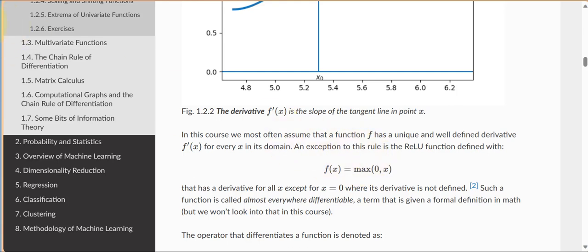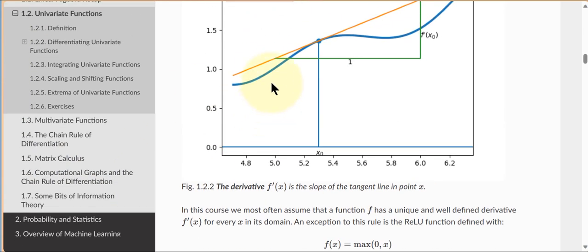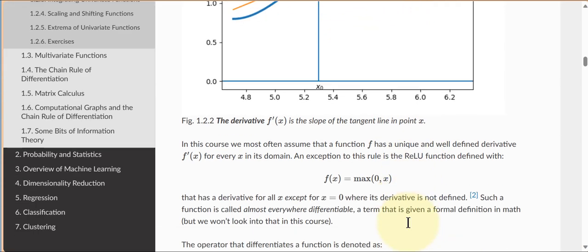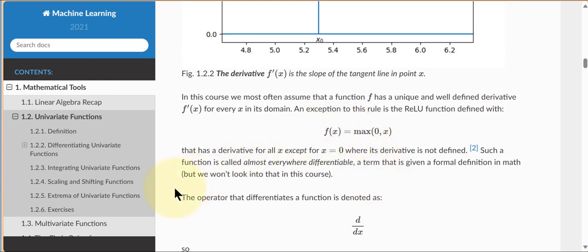Most of the functions that we use are smooth, continuous functions like this, but not always. For example, the ReLU function doesn't look like that. It's flat, and then it goes up like that, so it has an edge. But that's not so typical.